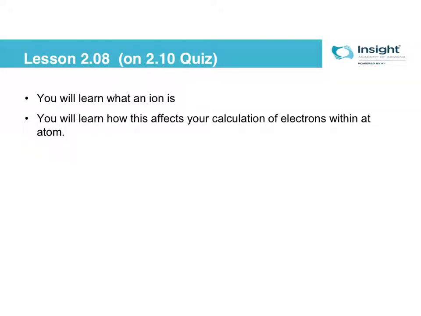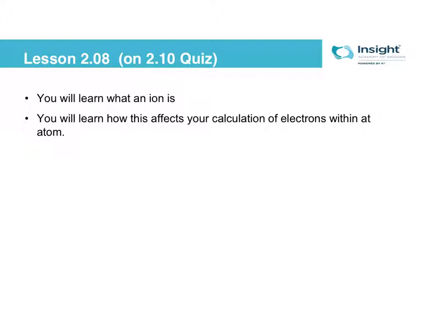Good morning. So, lesson 2.08 is all about ions. We're going to learn what an ion is, and then talk about how that affects your calculation of electrons within an atom. Just a quick review before we get started.